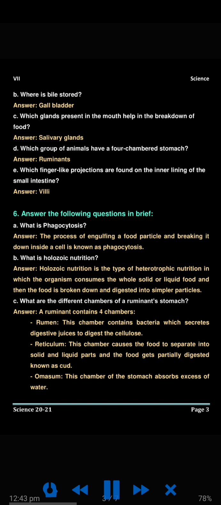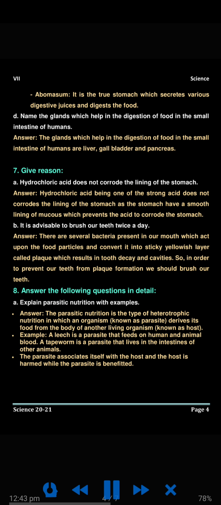C. What are the different chambers of a ruminant's stomach? Answer: A ruminant contains four chambers. Rumen: this chamber contains bacteria which secrete digestive juices to digest the cellulose. Reticulum: this chamber causes the food to separate into solid and liquid parts, and the partially digested food is known as cud. Omasum: this chamber of the stomach absorbs excess water. Abomasum: it is the true stomach which secretes various digestive juices and digests the food.